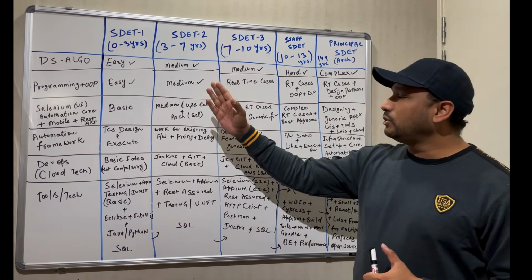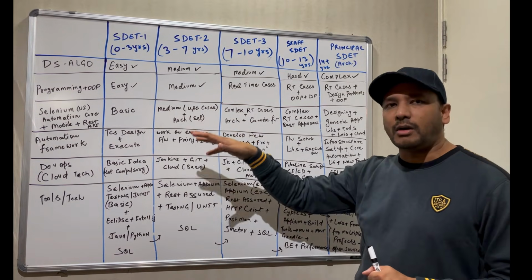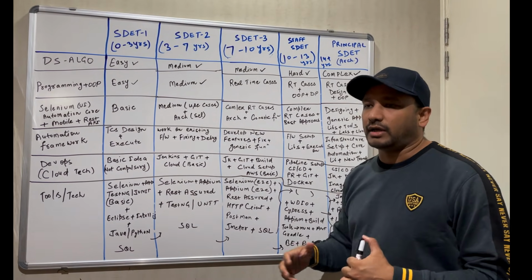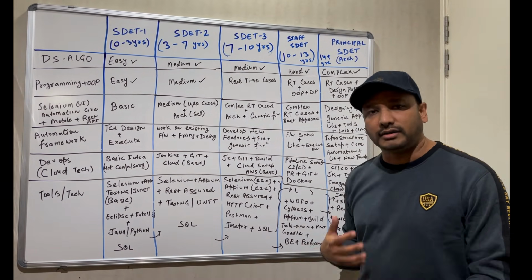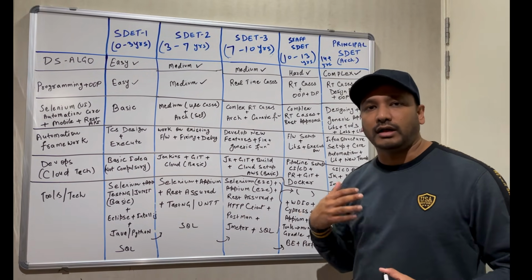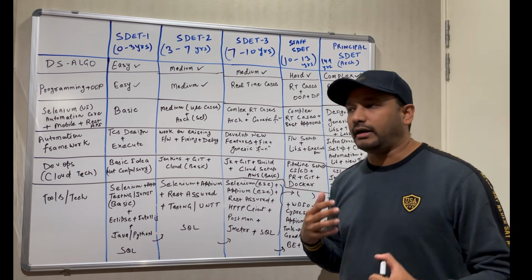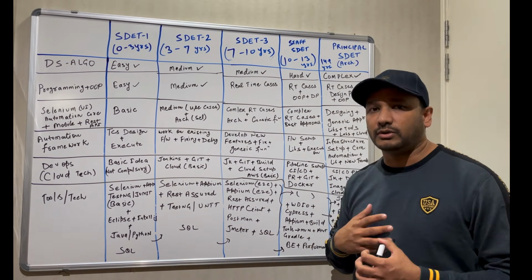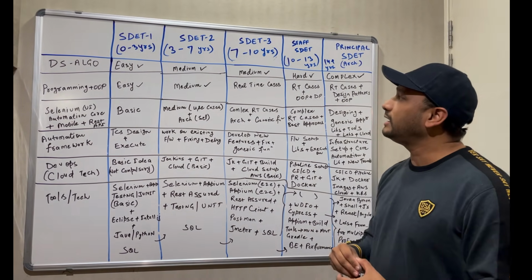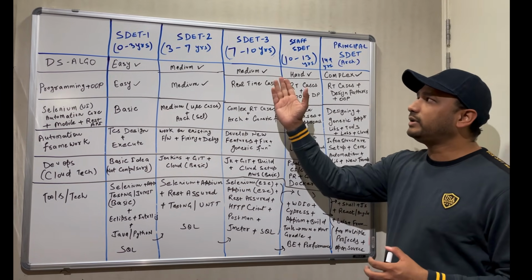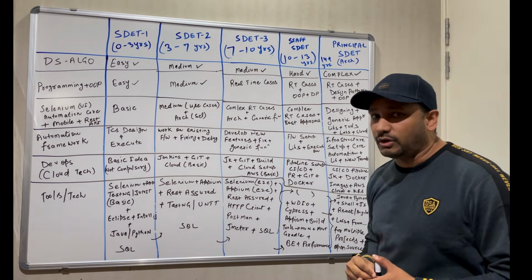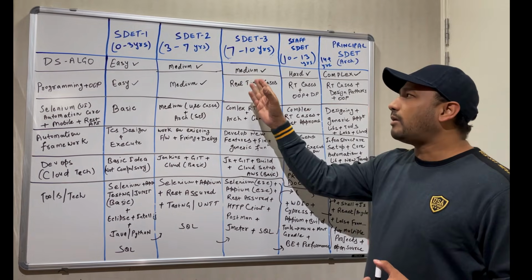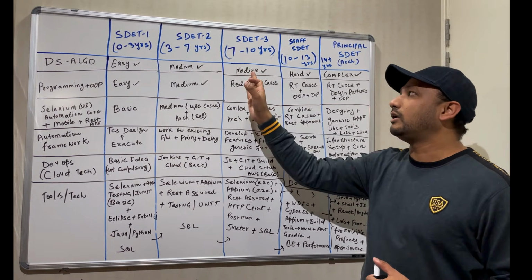When you are at SDET 2 level, 3 to 7 years, medium level complexity, people might expect, okay, optimize this particular code. What is the time complexity, O(n squared), O(n), O(log n), binary search, and the search algorithms? Such things you have to do. And then again, 7 to 10 years, it depends where exactly you are going, but the data structures will be a little more complex as compared to SDET 2.